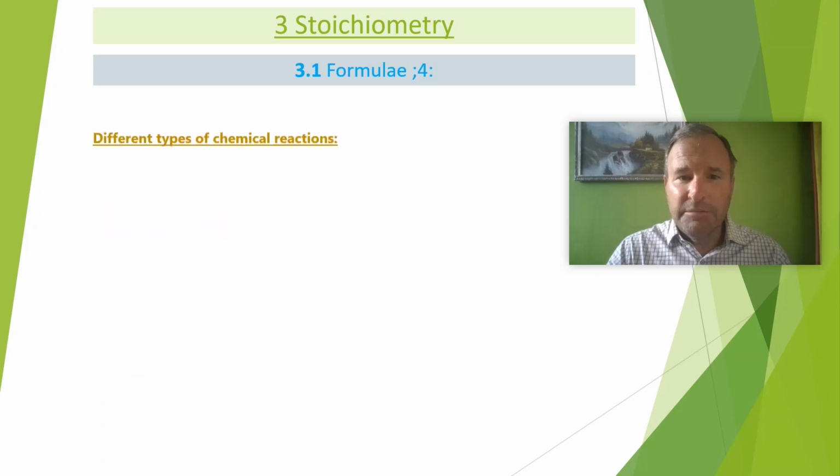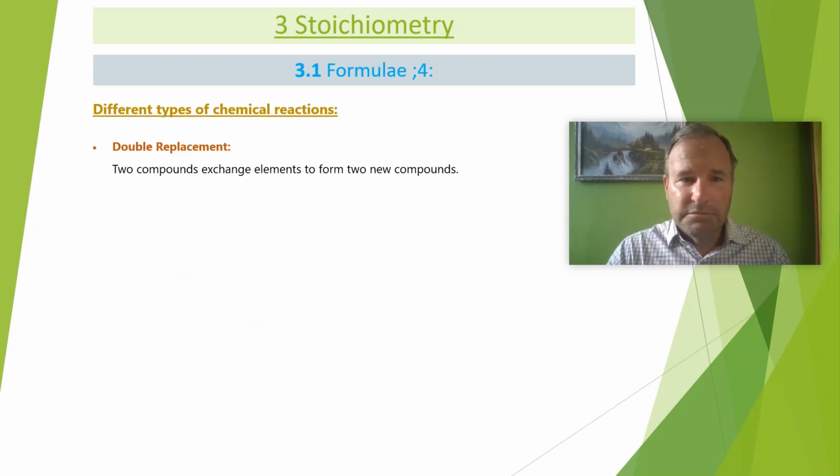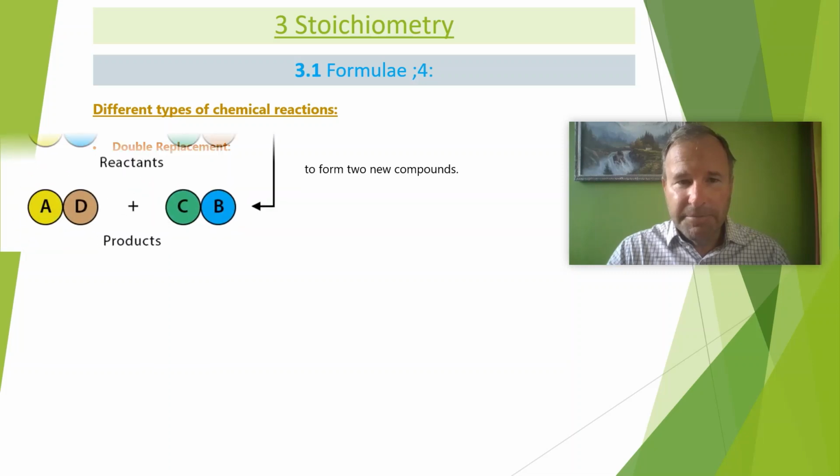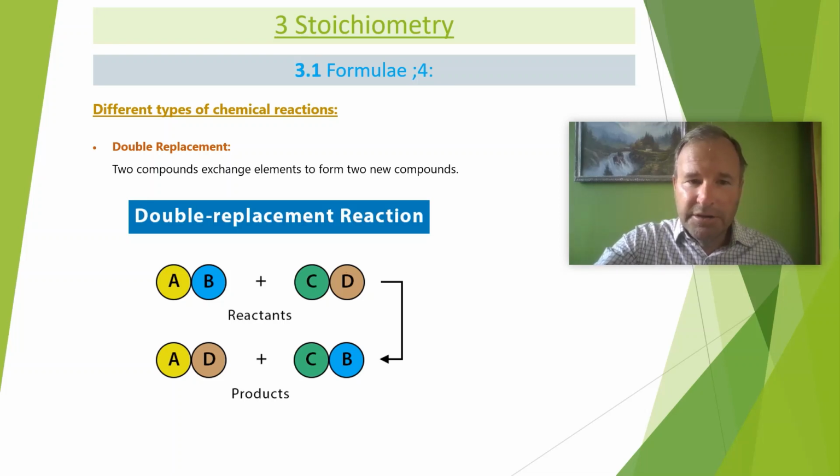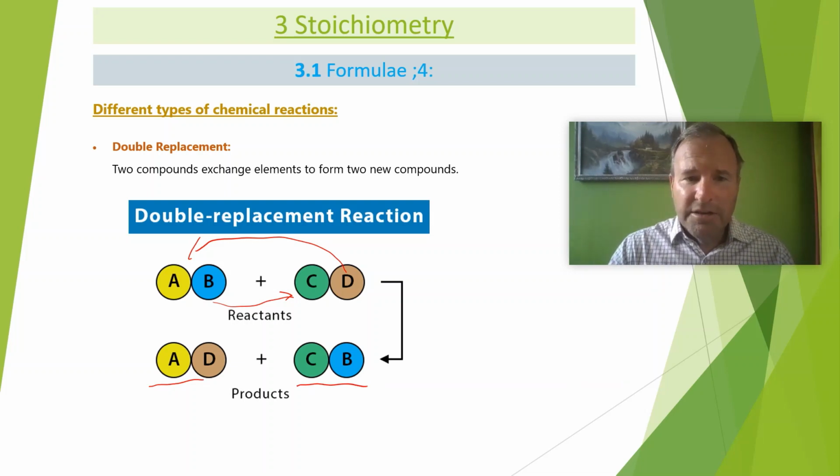And we get the double displacement reaction, double replacement reaction, sorry. Two compounds exchange elements to form two new compounds. Double replacement reaction here, you can see A B plus C D. You can see these swap over, where D goes to A and then B goes to C, and we form these new products AD and CB. It doesn't matter which way they're around, but they are new products, thus the same. This is called a double replacement reaction, where two compounds exchange elements within their compound to form two new compounds, in this case AD and CB.